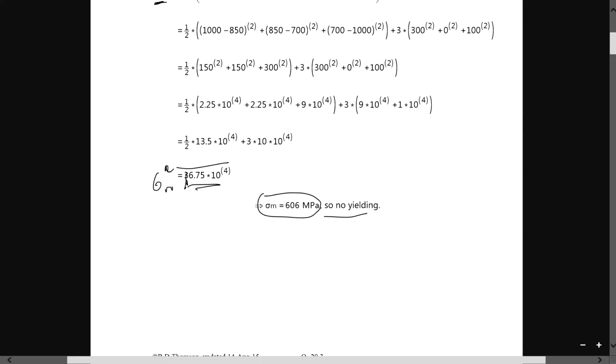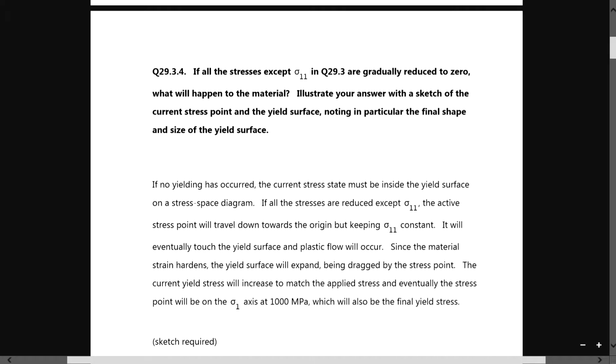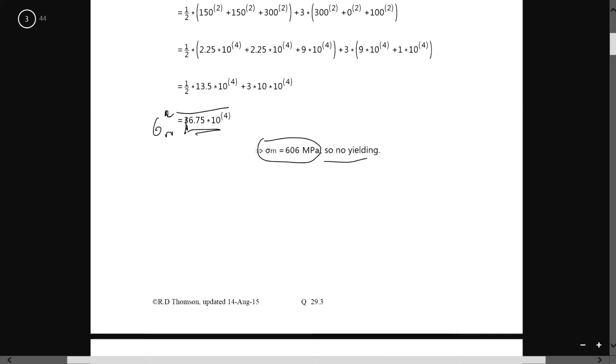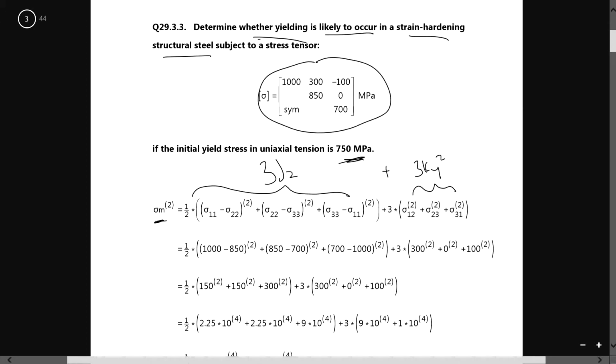yielding. Alright. The question continues, stating that if all the stresses except sigma 11 are gradually reduced to 0, what will happen to the material? Illustrate your answer with a sketch of the current stress point and the yield surface, noting particularly the final shape and size of the yield surface. Alright, I may be wrong, but let's continue. What it means is that except this 1000 over here, the rest of the stresses will all become 0. So in the end, what will it be?